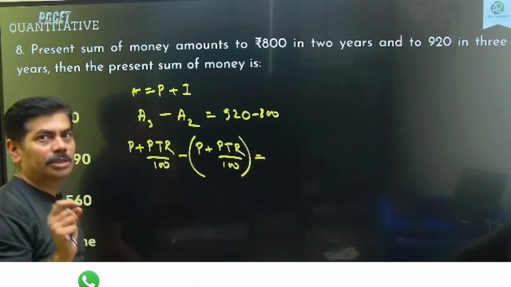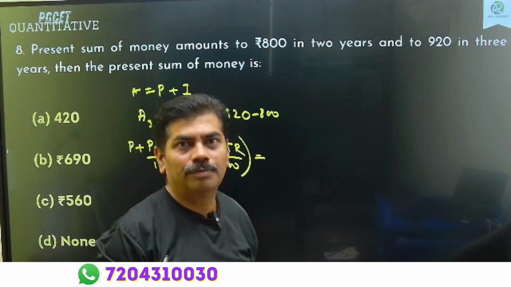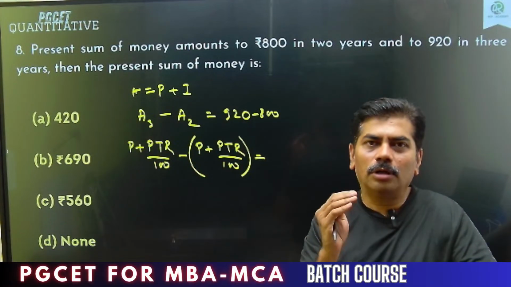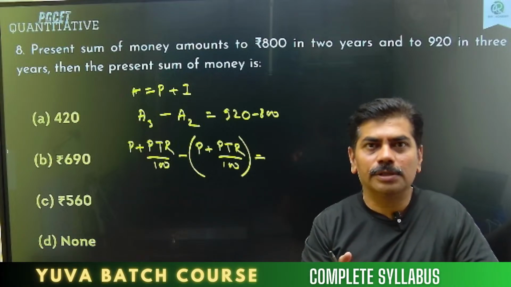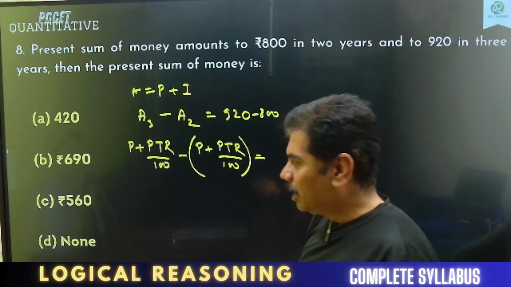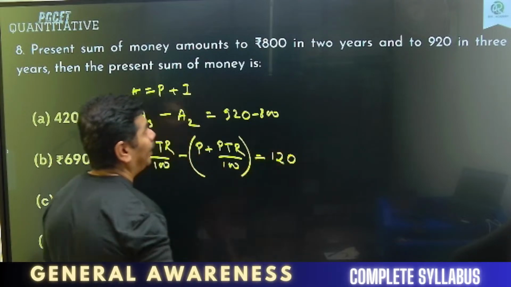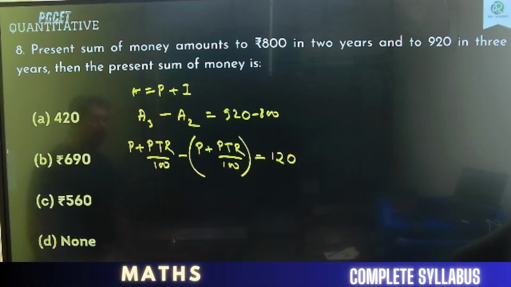So it's very very important to use the bracket. Remember, in mathematics brackets are not meant for decoration. Brackets have got a very huge significance in determining the value. So this is 120.